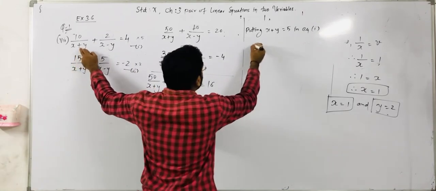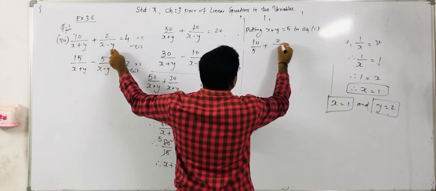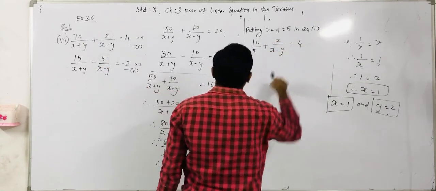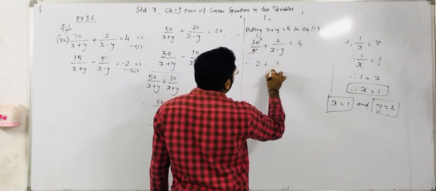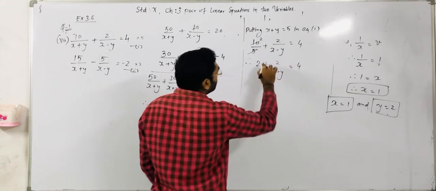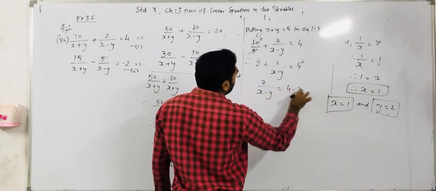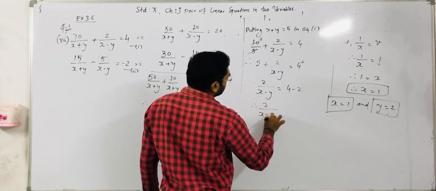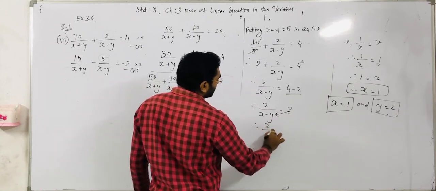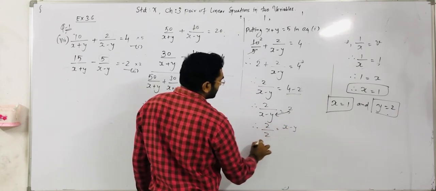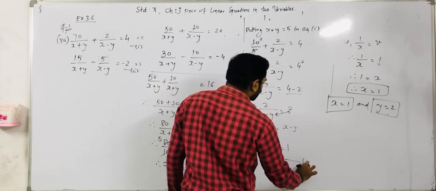Here I put 10 upon x plus y as 5, plus 2 upon x minus y is equal to 4. So 10 upon 5 is 2, so 2 plus 2 upon x minus y is equal to 4. The plus 2 goes to the right hand side and becomes minus 2. So 2 upon x minus y is equal to 4 minus 2, which is 2. So we get x minus y is equal to 1. This is our equation number 4.